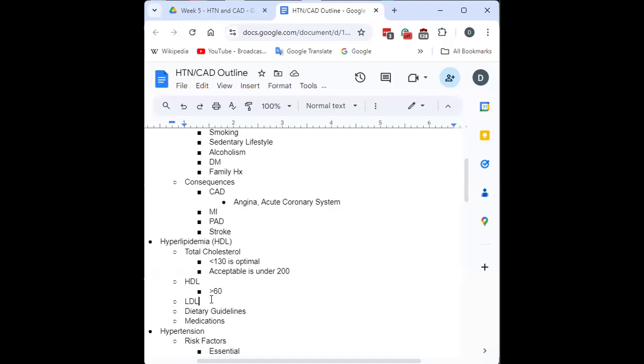And then LDL, how much do we want this to be? Right in your book. So I think of L as the one we want to have low. So we're happy when HDL is high. We want LDL to be low.